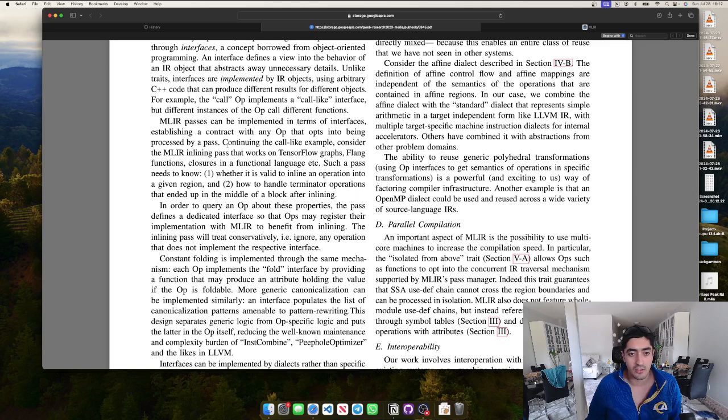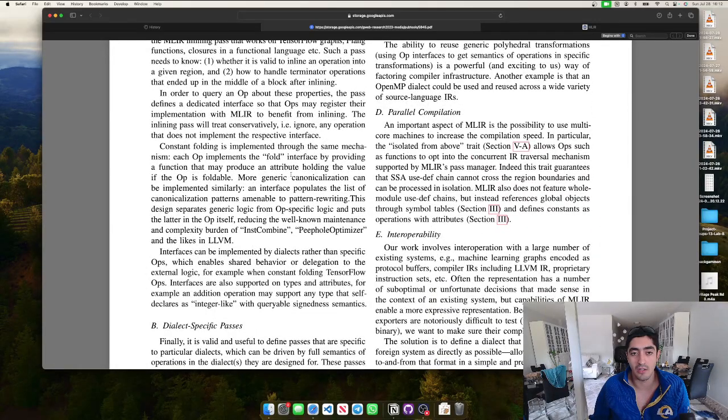Continuing the call-like example, consider the MLIR inlining pass that works on TensorFlow graphs, Flang functions, closures in a functional language, etc. Such a pass needs to know, one, whether it is valid to inline an operation into a given region, and two, how to handle terminated operations that ended up in the middle of a block after inlining. In order to query an operation about these properties, the pass defines a dedicated interface so that operations may register the implementation with MLIR to benefit from inlining.